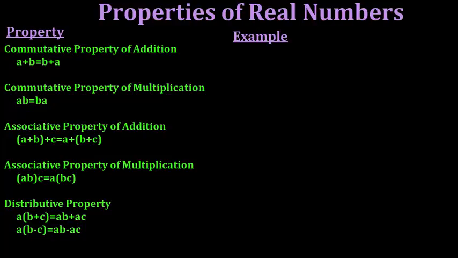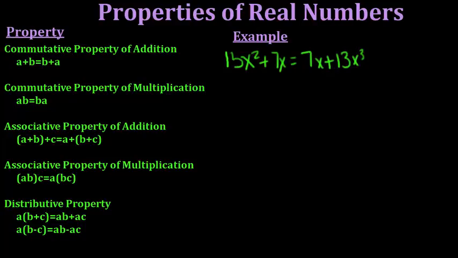To use a more complex example, let's say we have 13x squared plus 7x. All this is saying is that you can write this as 7x plus 13x squared, and both of those are equal. They mean the same exact thing.